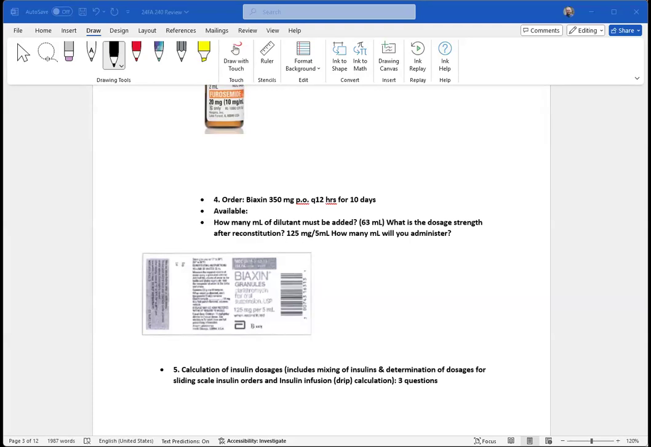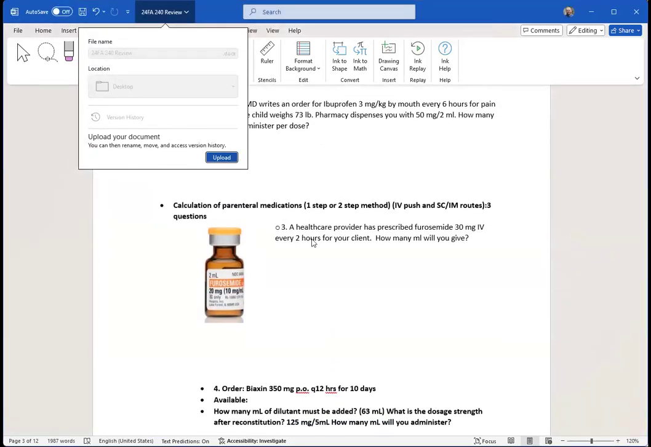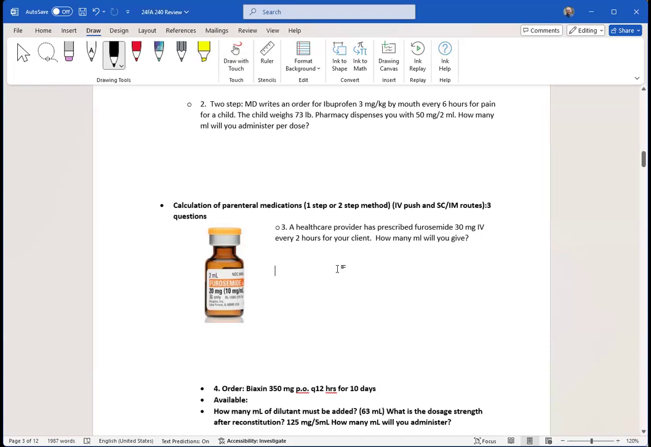Okay, that's fine. Or could you scroll up to the parenteral medication one? Are we able to work on that one? Absolutely. This one here? Yeah, I think I got the answer, but I just wasn't sure if I'm overthinking it. Okay. So for this one, we just want to make sure that we're looking at the label.